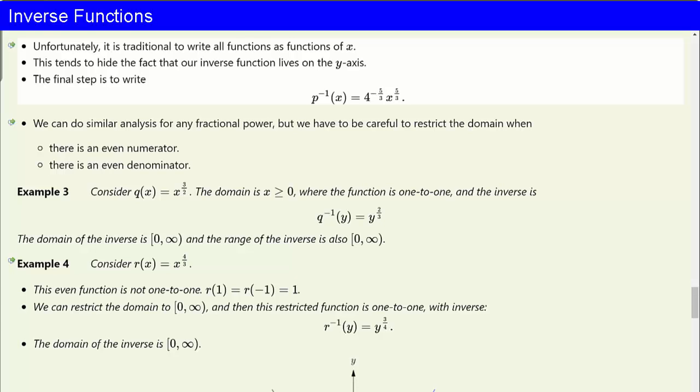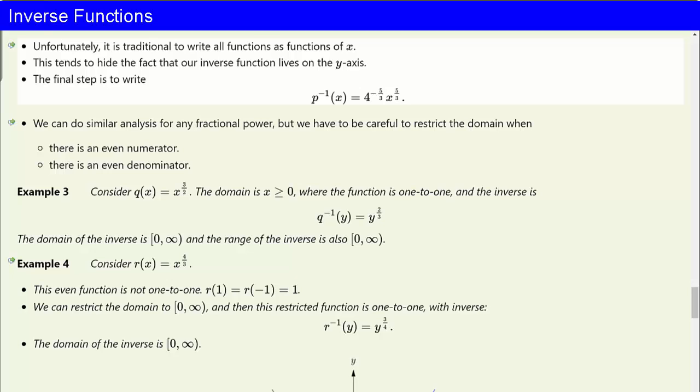Unfortunately for all of us, it is traditional to write all functions, including inverses, as functions of the symbol x, which tends to hide the fact that our inverse function lives on the y-axis, because it is defined as the inverse of a given function y equals p of x. So, following tradition, our final step is to write p inverse of x equals 4 to the minus 5/3 x to the 5/3.